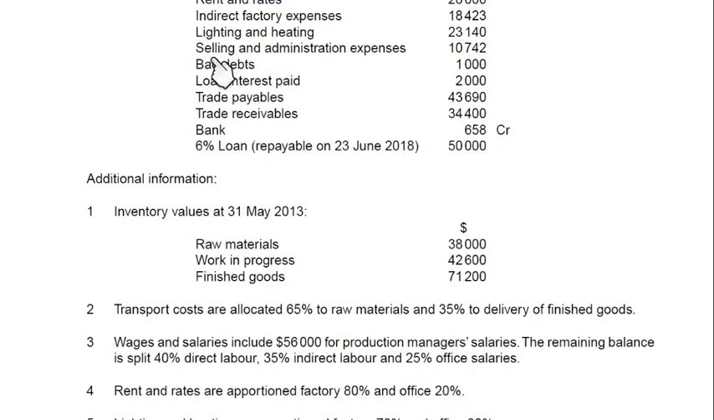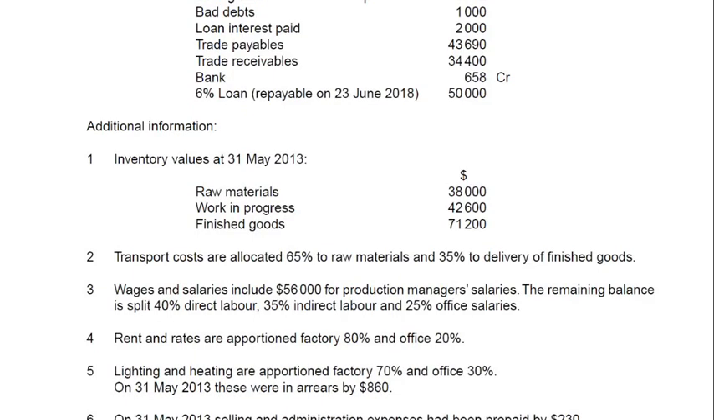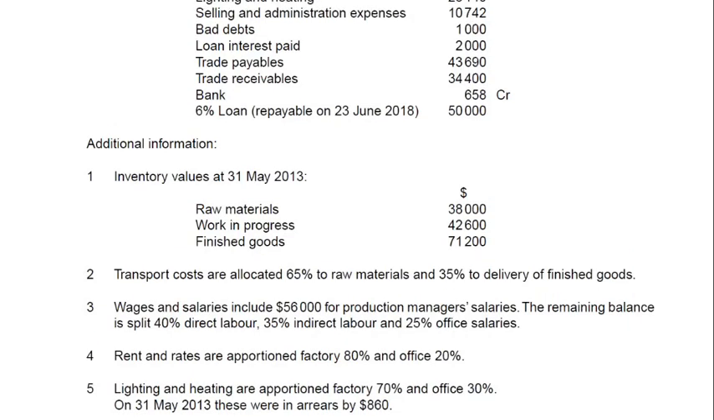Similarly, there are some other expenses. Selling and admin totally belongs to the office, or income statement. Then we have light and heat. Again, there needs to be some detail of how much light and heat belongs to the factory and how much belongs to the office. Now it is written as 70% apportioned to factory and 30% to office. Again, the factory portion of light and heat will be charged to the manufacturing account, and the remaining 30% will be charged to the income statement. These were in arrears.